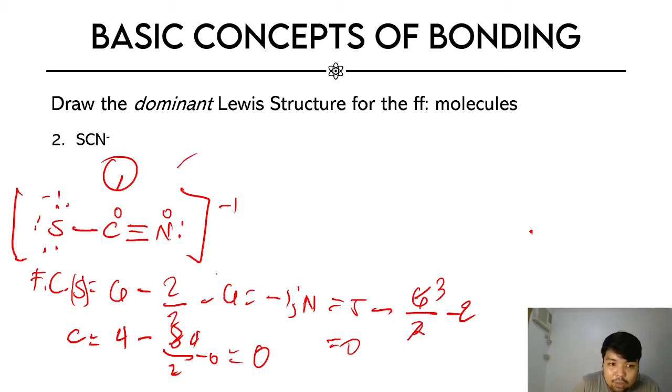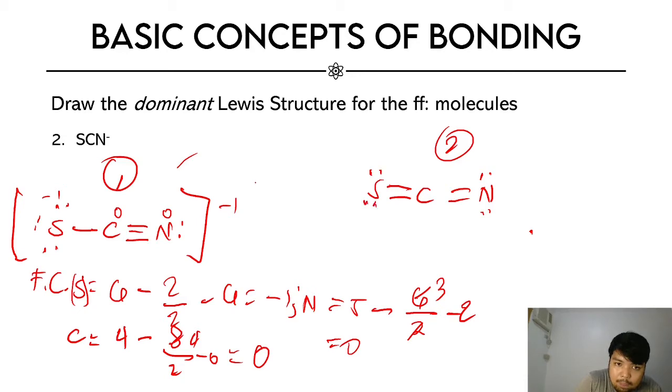So how about Lewis structure 2? This will be its Lewis structure. So carbon will still have no formal charge because we just transferred one of the double bonds here. One of the bonds here to the other side. So it is understood that the formal charge of carbon is 0.